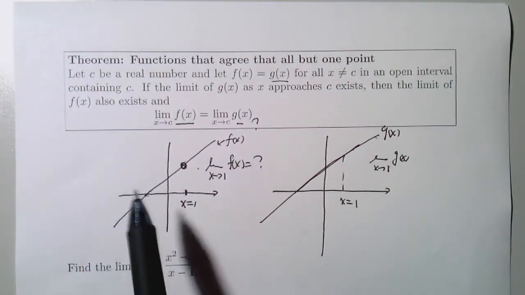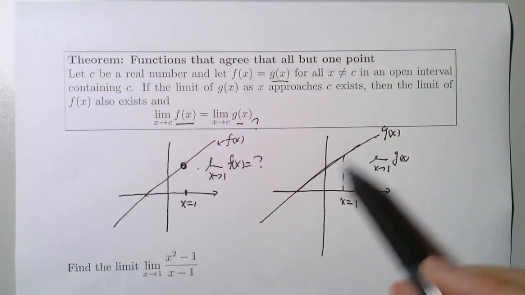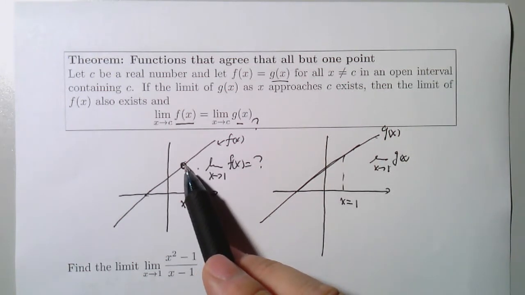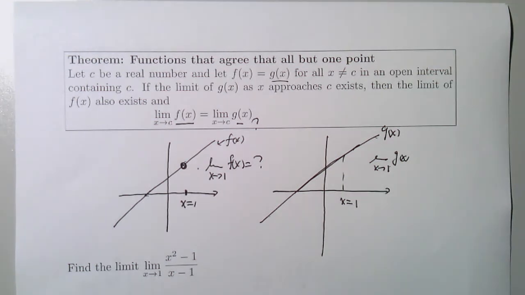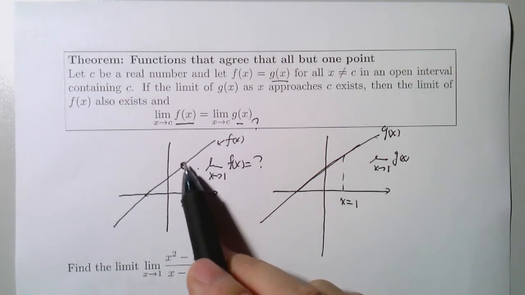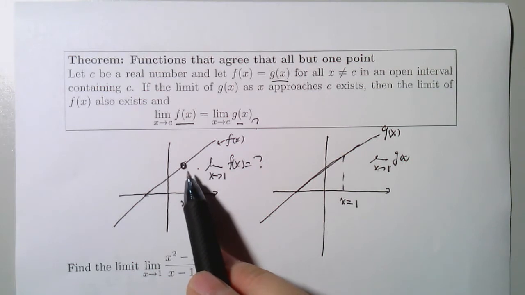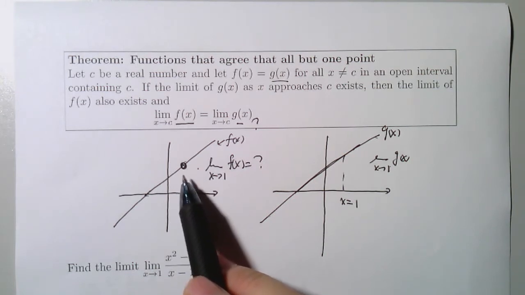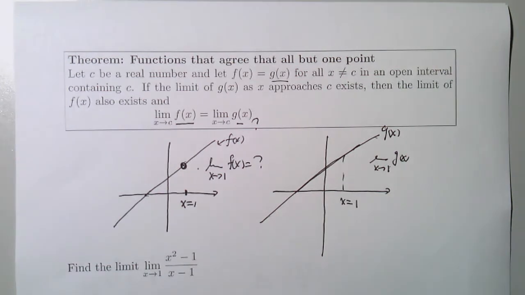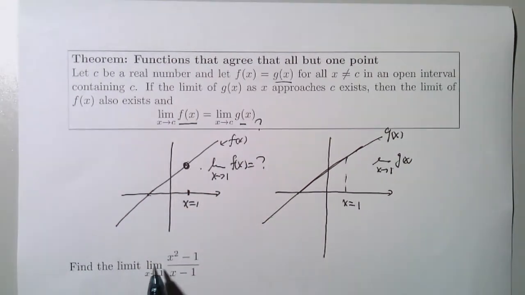So according to that theorem, these two functions are exactly the same except at x equal to 1, where this function is not defined and this function is defined. So even though f(x) is not defined at x equal to 1, the limit actually exists, and equals the other function's limit as x approaches 1. That's how we use this theorem to describe this.